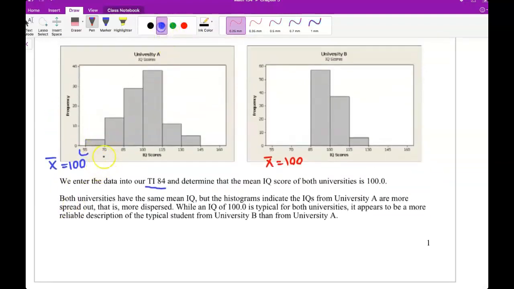And we are also finding the standard deviation. We're going to cover this part later. For now, I just want to write down this information that I got from the calculator. So for University A, the standard deviation is 16.1, and for University B, the standard deviation is equal to 8.4.